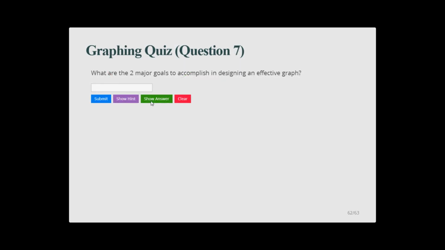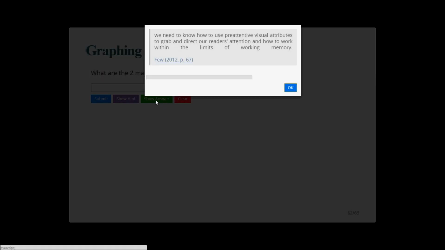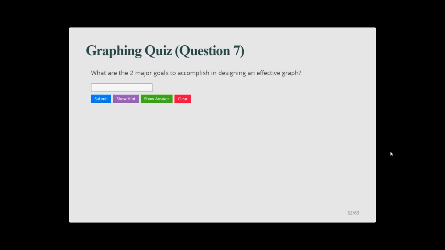Question 7, what are the two major goals to accomplish in designing an effective graphic? And you really want to focus on the pre-attentive visual attributes that grab and direct our reader's attention, and how to work within the limits of working memory. If you focus on those two things, the pre-attentive attributes and maximizing them, and then secondly on limiting the processing demands on the working memory, you'll be much more effective in your data visualization.